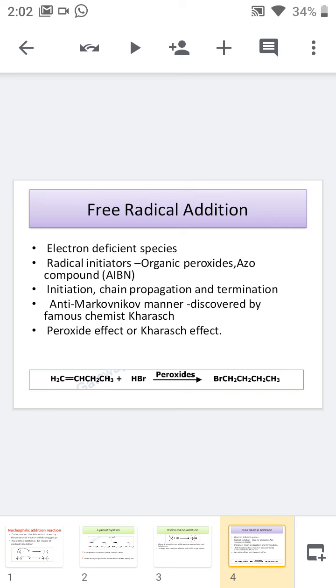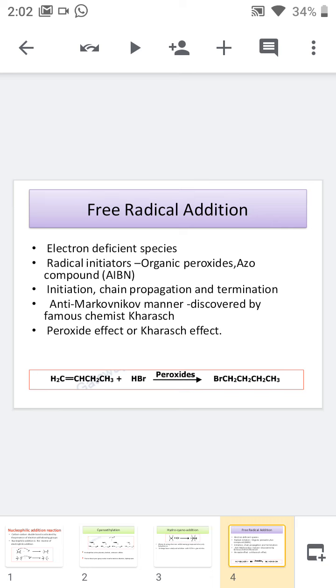Anti-Markovnikov rule means we are adding the free radical, say for example the hydrogen radical, to the most hindered side, and the other group to the least hindered side.